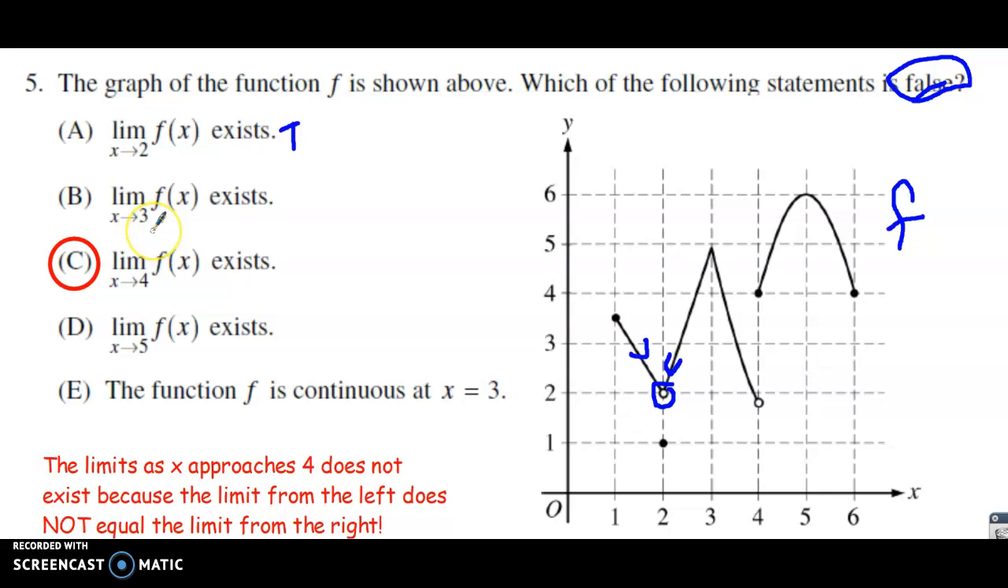Letter B, the limit as x approaches 3 of f of x exists. When we go towards 3 from the left and from the right, we are approaching a y value of 5, so that is true. The limit as x approaches 3 does exist. When we go to the limit as x approaches 4, from the left, we're approaching a y value of a little bit less than 2. From the right, we are approaching a y value of 4. They do not agree. So this is the false statement, and once you get a false statement, you don't need to keep reading. They said which one of these is false, so it has to be C.